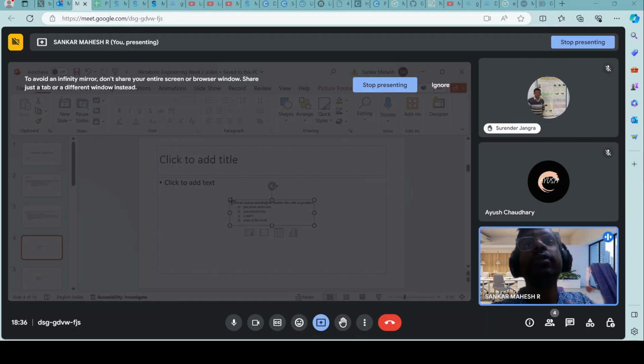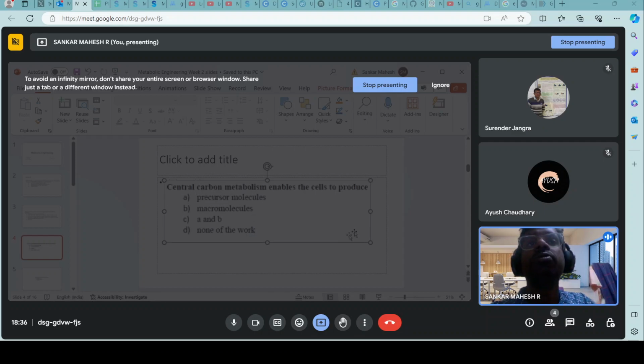The next question is: central carbon metabolism enables the cells to produce option A, precursor molecules; option B, macromolecules; option C, A and B; option D, none of the above. Ayush, you can start with option A if you think option A is right or wrong.